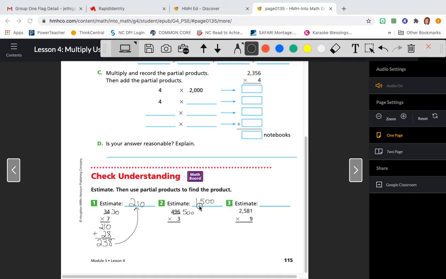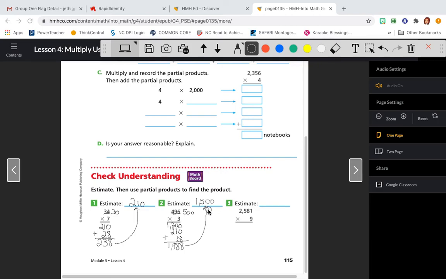Okay, so 6 times 3. Actually, let's start with the hundred. Excuse me, got mixed up there. 4 times 3 is 1,200. That's 12, and then we add 2 zeros. Then we say 9 times 3 is 27. So we're in the hundreds, so we're going to put 27 in the hundreds, add a 0. Then 6 times 3 is 18. And now we add all of our partial products together. And you have 1,488.